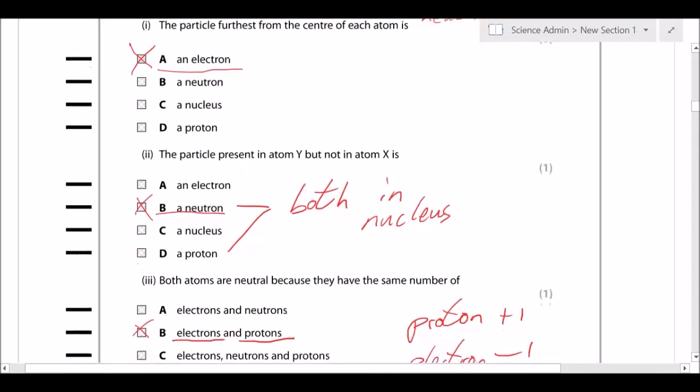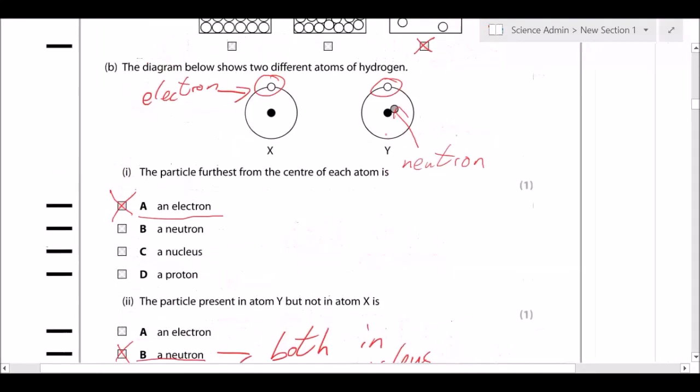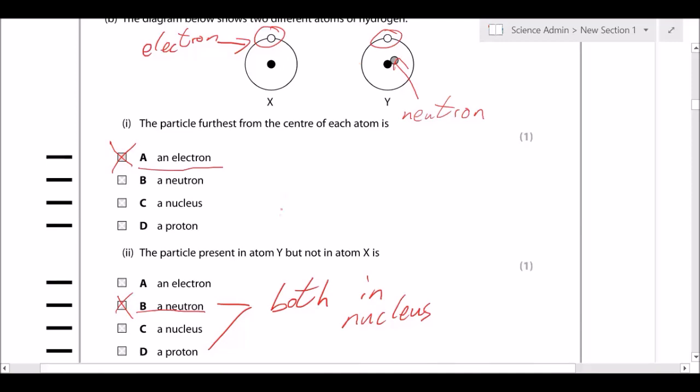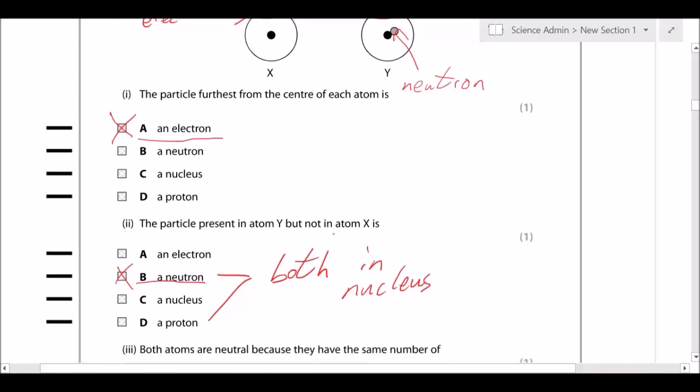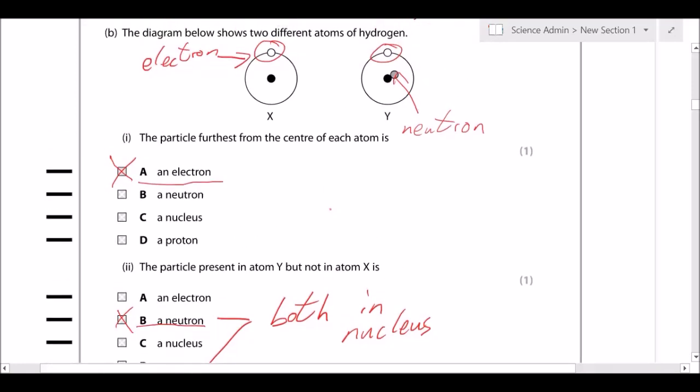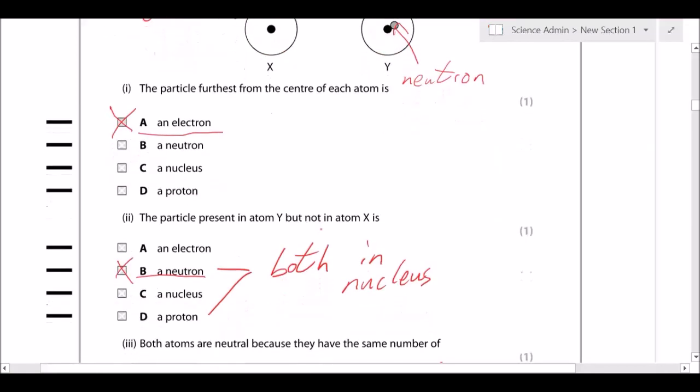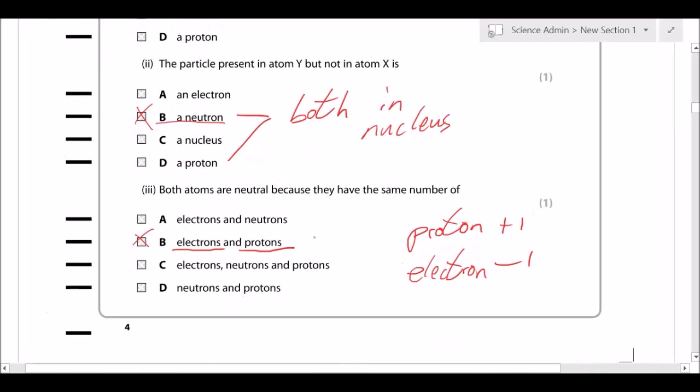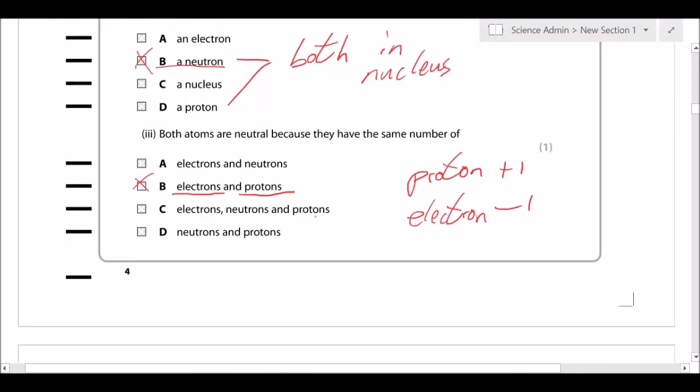A slightly more interesting question. The particle represented in Y but not in X, so that is clearly this grey one here, which I've labelled neutron. The reason why you know it's a neutron is because the nucleus has to contain both protons and neutrons, and the X has a black circle, the Y has a black circle, the difference being the grey circle. Now given that every atom has to contain protons, the only plausible process of elimination answer that the grey one could be is the neutron. Some atoms don't necessarily have to have a neutron, hydrogen being a classic example.